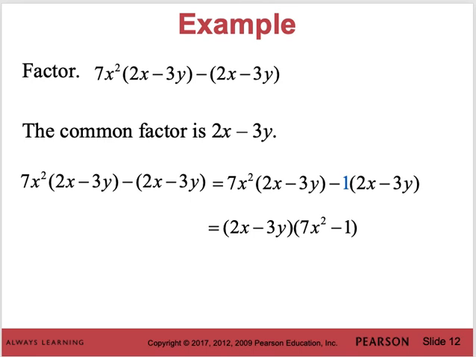And a last example here, factoring out, these both are being multiplied by 2x minus 3. This is times 1, 1 times 2x minus 3, even though 1's not written there. So what we'd be left with is 7x squared minus 1.